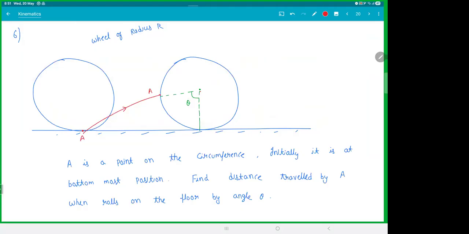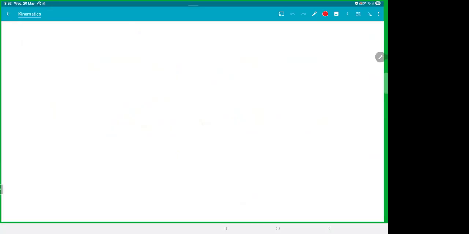So people think that 2 pi r is the distance traveled. No, that is the distance traveled by the center of the wheel. So I'm asking you the path of the cycloid. And cycloids are special. Meaning, just an interesting thing.